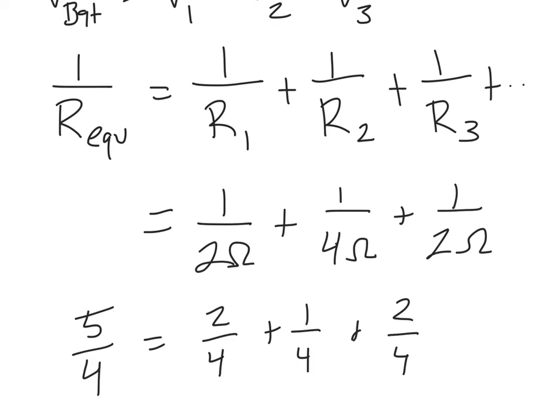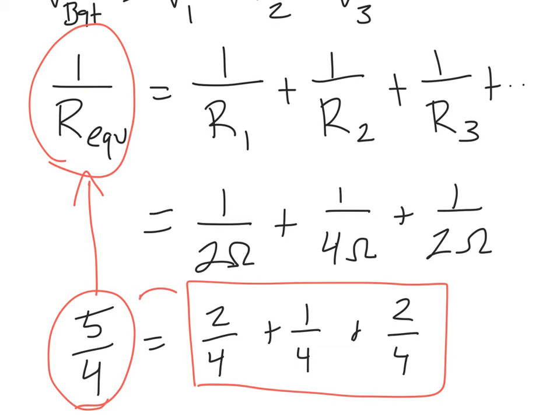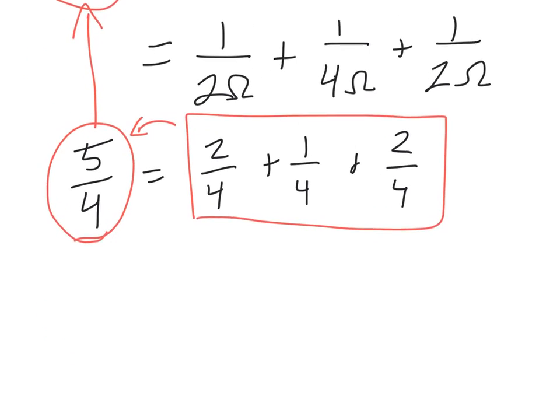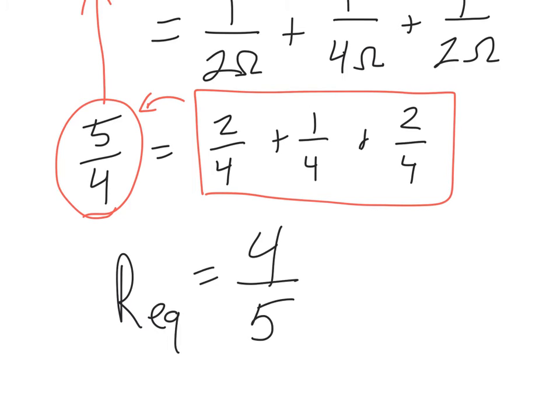Now, that's not my answer, because this is 1 over the equivalent resistance. And this is the mistake most people make when they solve these problems: they do this part correctly, but then they give me this as the answer, when 5 over 4 is only part of the answer. All right? 5 over 4 is 1 over our equivalent. So my equivalent resistance is the reciprocal of that, 4 over 5.